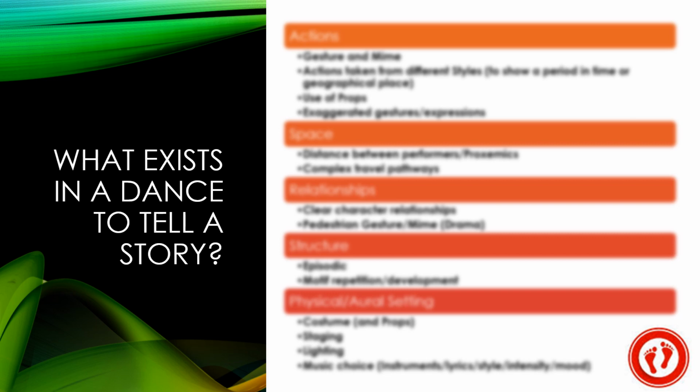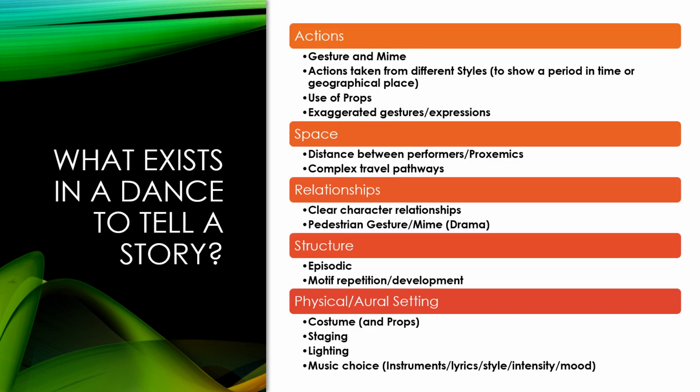On the next slide, I'm going to go through the 5 different components, but perhaps while you're sitting there now, you can consider what these might be. So going through the answers to that now, our different components within what exists in a dance to tell a story are actions, space, relationships, structure, and the physical and the oral settings. So just take a moment now to become familiar with what those different things are.